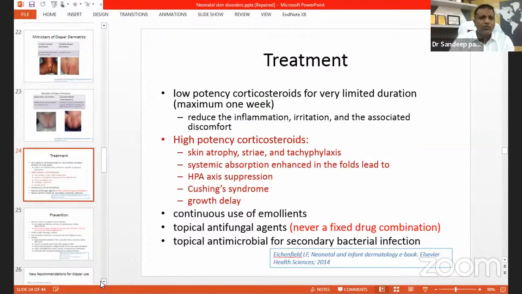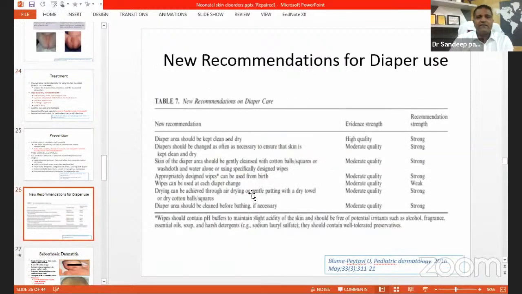So prevention is more important. So these are the guidelines, newer recommendations for use of diapers.